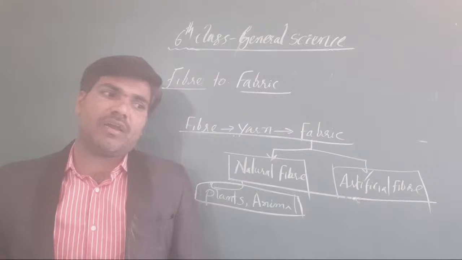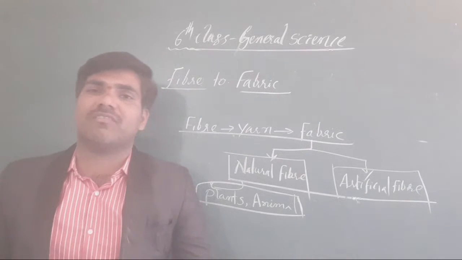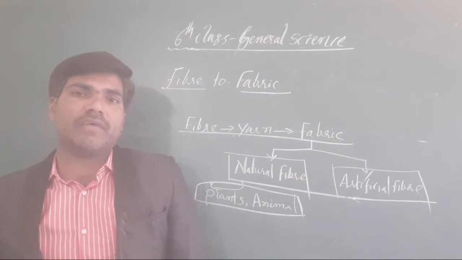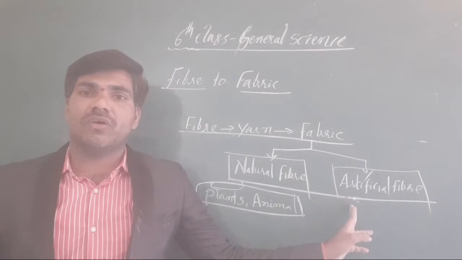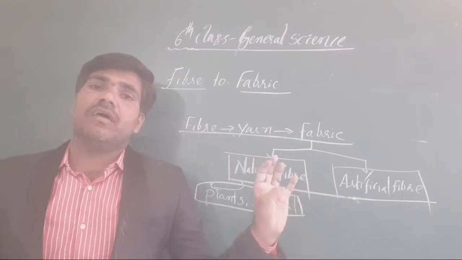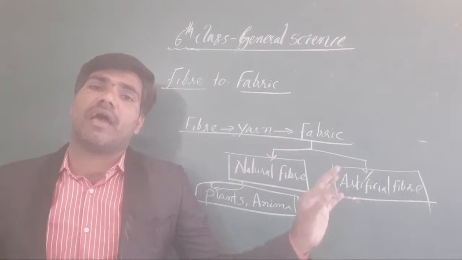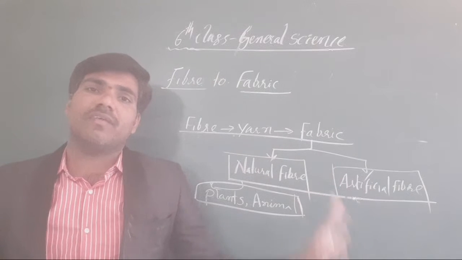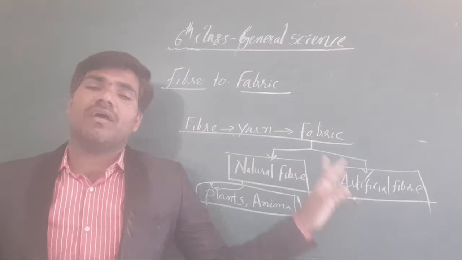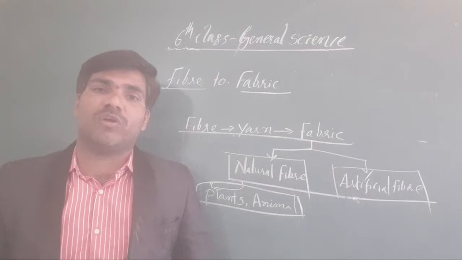Artificial fibers are sometimes made from a mixture of natural and artificial, some part natural, some part artificial. That is also called artificial fibers. Especially polyester, terylene, terry cotton, terry wool, and also acrylic, rayon, nylon. These all are polyester and synthetic things only. Clear or not all the students? These all are artificial ones only.